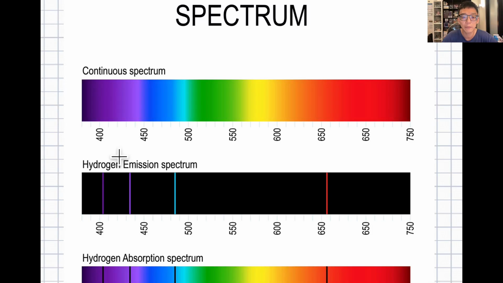Hello guys, in this video I would like to discuss emission and absorption spectrum, and also, for IB higher level, I would like to discuss the energy associated with the electron excitation and returning back to ground state. However, for standard level, the information until this part would actually be sufficient.